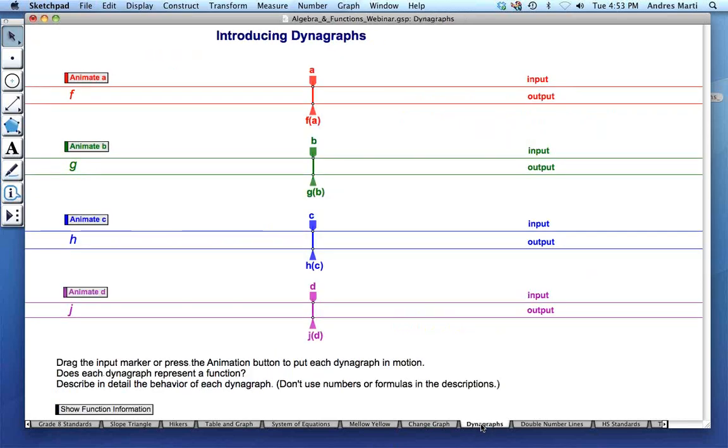Now, this idea of a function as input-output, I think one of the best activities we have that gets this idea out there is the Dynagraph, the Introducing Dynagraph activity. If anybody wants to venture into guessing in the chat panel what kind of function this is, I'd be curious to see what people think. So in the chat panel, what kind of function is this? You see that A is the input and its output, F of A, is moving with A. I see parabola, I see quadratic.